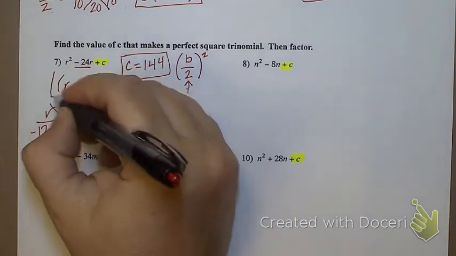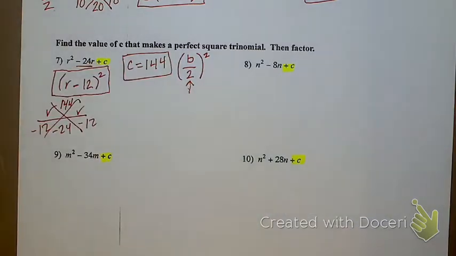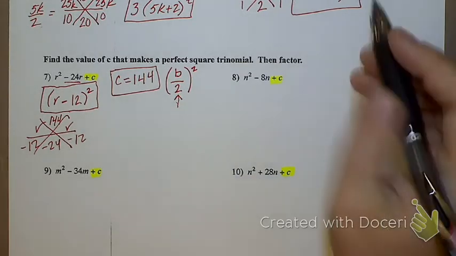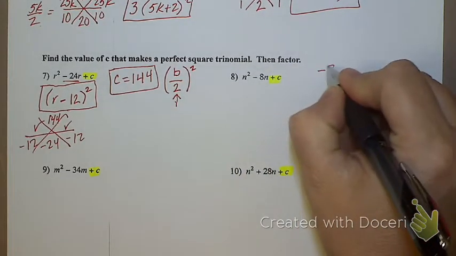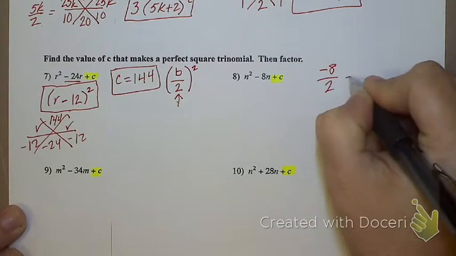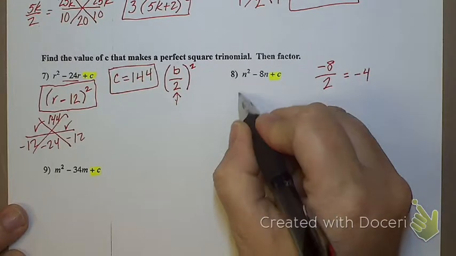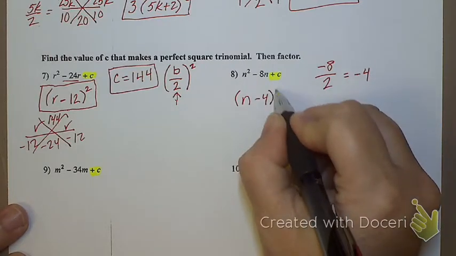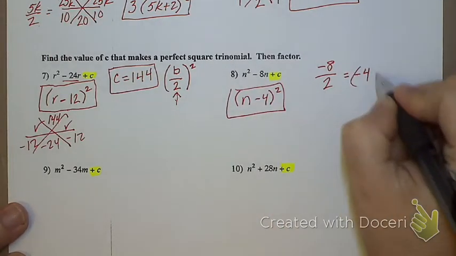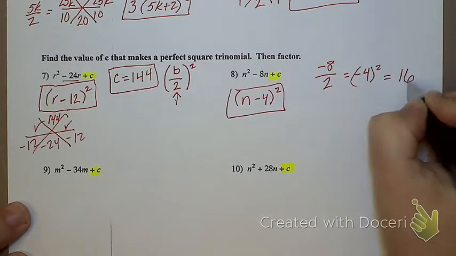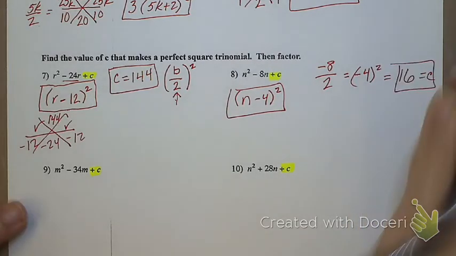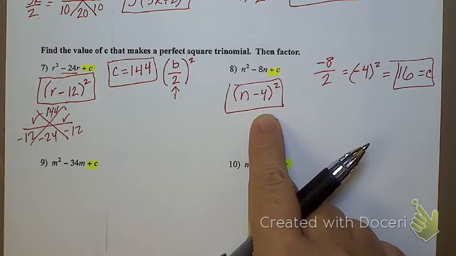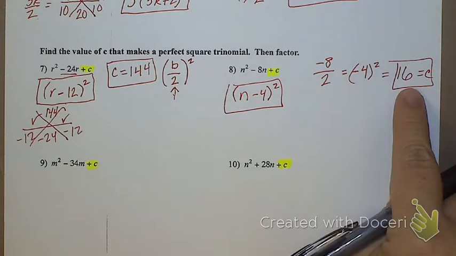I promise you, once you get these, they make a whole lot of sense and they're super easy. So if we follow his process, I should be able to take negative 8, divide it by 2. What does that get me? Negative 4. This is going to factor into n minus 4 squared. And I square this, and that tells me what C has to be. So before I square it, it gives me what it's going to factor into. And if I square it, that tells me what C has to be.